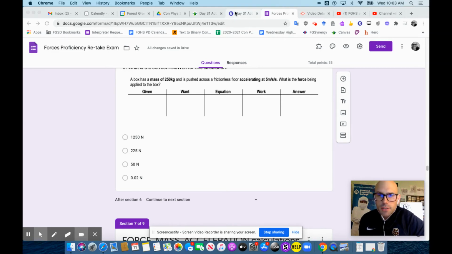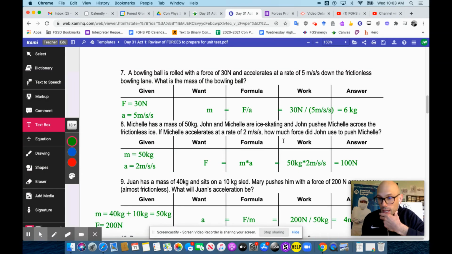Now, let's go over here, and I did some examples for you. Okay, so let's make some notes. A bowling ball is rolled with a force of 30 newtons and accelerates at a rate of 5 meters per second down the frictionless bowling lane. What is the mass of the bowling ball? So example problem here. We were given the force, we were given the acceleration. Here they are with their units. We want to find mass. The variable we use for that is m. The formula, force divided by acceleration.